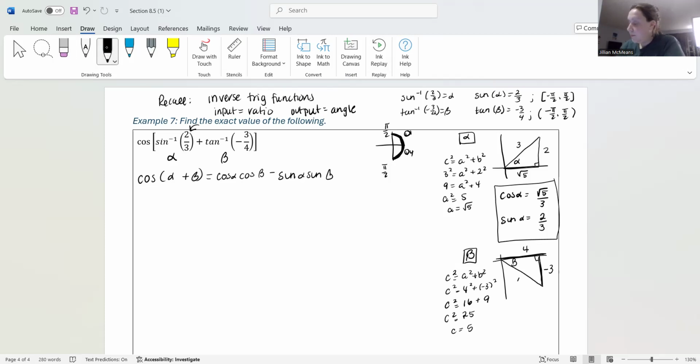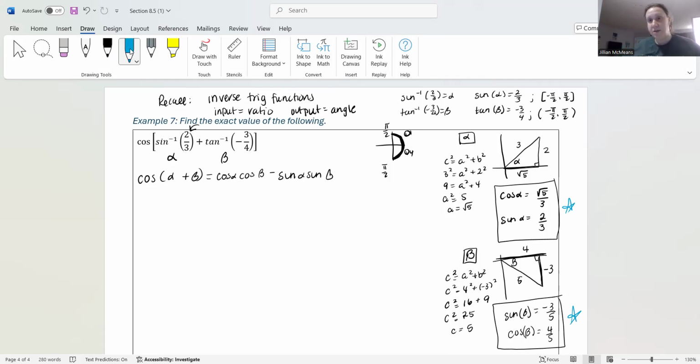Okay. Now, we want to find sine and cosine of beta. So sine of beta is opposite over hypotenuse, so that's going to be -3/5. And cosine of beta is the adjacent side over the hypotenuse, so 4/5. So now these values for sine and cosine of alpha and beta, we need to just plug those into the sum of angles formula for cosine, okay?